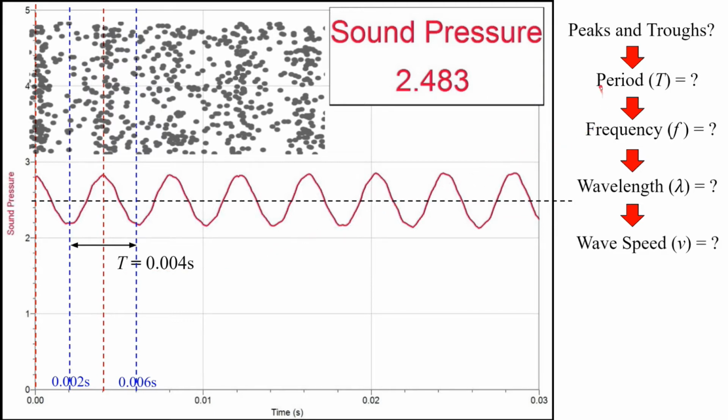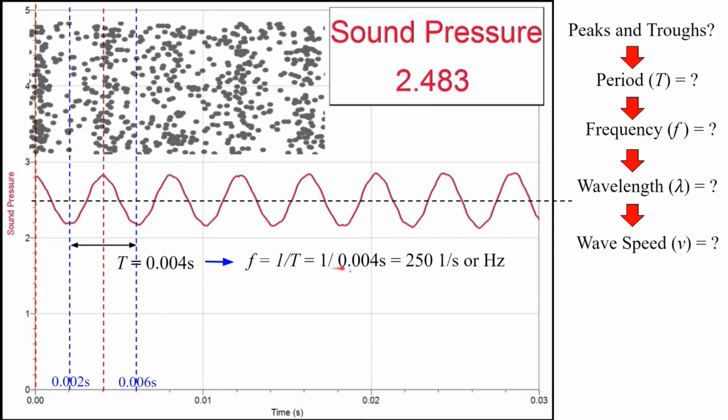Well, if we know the period of oscillation of a periodic wave, and sound is a periodic wave, just a periodic longitudinal wave, we can figure out what the frequency is, because the frequency is the inverse of the period, or the period is the inverse of the frequency. So here's our equation. Frequency is equal to the inverse of the period, or 1 divided by capital T.